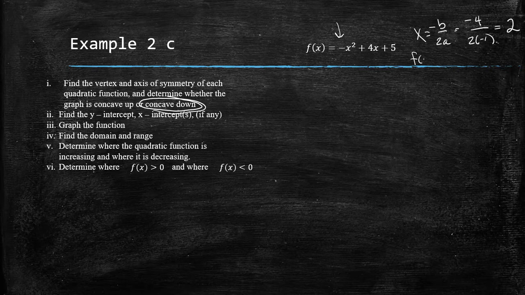We'll plug that in. So f of 2 is going to be 2 squared, which is 4, and then I take its opposite. So negative 4 plus 8 plus 5. So we're at 9. So the vertex is (2, 9). I think I forgot the axis of symmetry for the last problem. Remember, the axis of symmetry is the vertical line that goes through the vertex, so x is equal to 2.